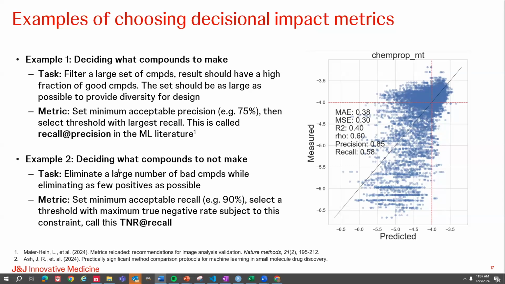Then the next example is deciding what compounds to not make, which is also a typical task. Here we're trying to eliminate a large number of bad compounds while eliminating as few positives as possible. So for solubility, you'd filter out low predictions. A decisional metric in this case would be to set a minimum acceptable recall, for example 90% of the positive class, and then select a threshold with the maximum true negative rate subject to that constraint. So that would be true negative rate at recall.